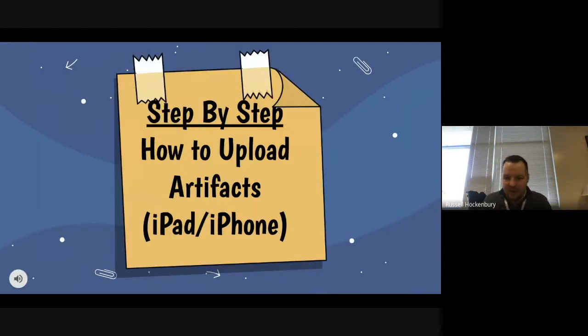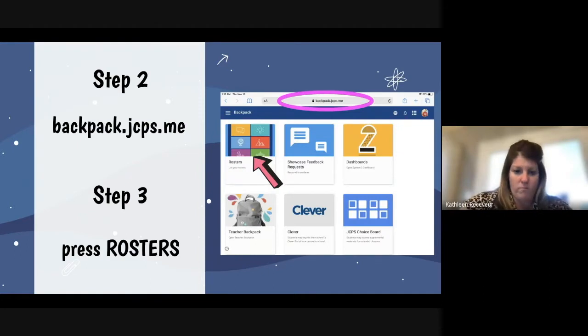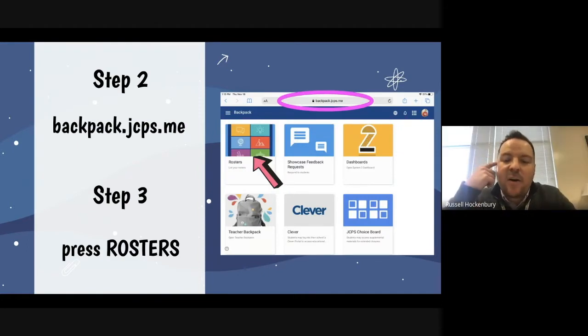But let's talk about if you've got an iPad or an iPhone. This is how you can upload artifacts really easily to the backpack for students. Step one on an iPad would be to open Safari, or Chrome if you've got the Google Chrome app on your iPad. Safari and Chrome are both internet browsers. They do the same thing.